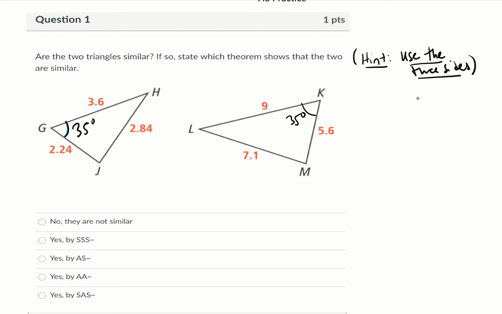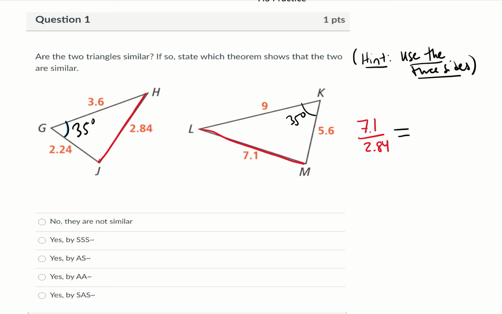Now, if you look at the 35 degree side and you look at the side directly opposite of that, that will help identify which two sides correspond to each other. So in this case, it seems to be that LM corresponds to JH. And so this is why I wanted to provide the angle as a reference point. So we can take 7.1 and divide it by 2.84. And then we're going to see what that is in a little bit. But what we want to do is that number, when we divide those two numbers, should match up when we divide two other sides in the triangle.